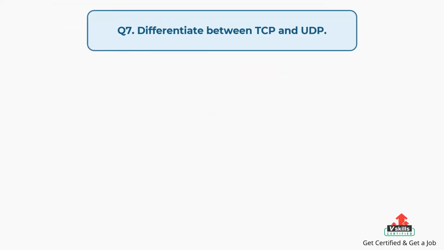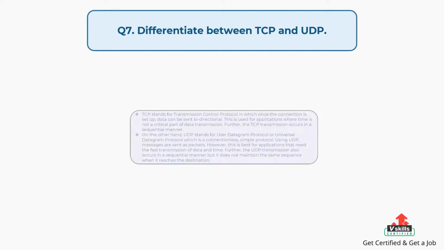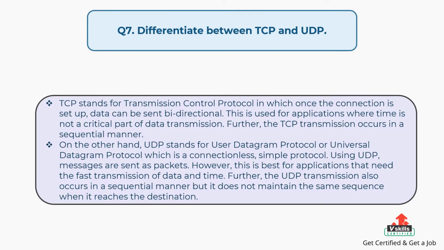Question number 7. Differentiate between TCP and UDP. The answer is, TCP stands for Transmission Control Protocol, in which once the connection is set up, data can be sent bidirectional. This is used for applications where time is not a critical part of data transmission. Further, the TCP transmission occurs in a sequential manner.